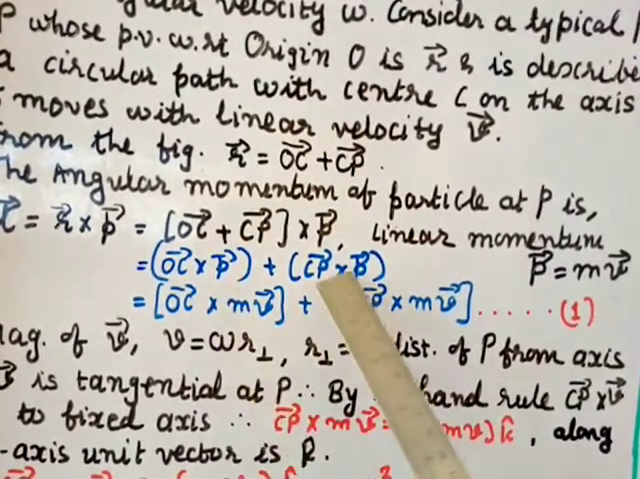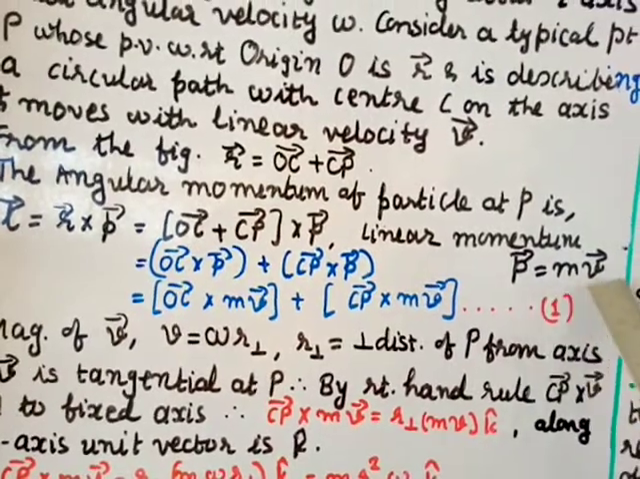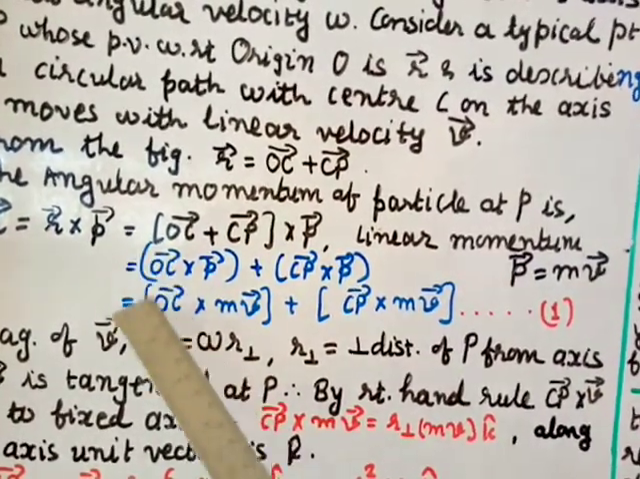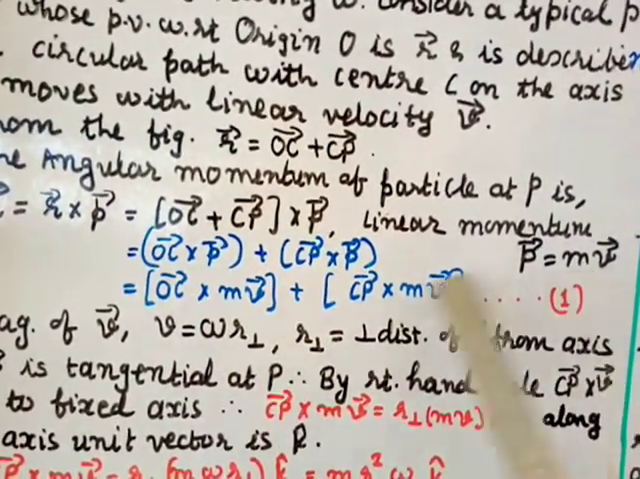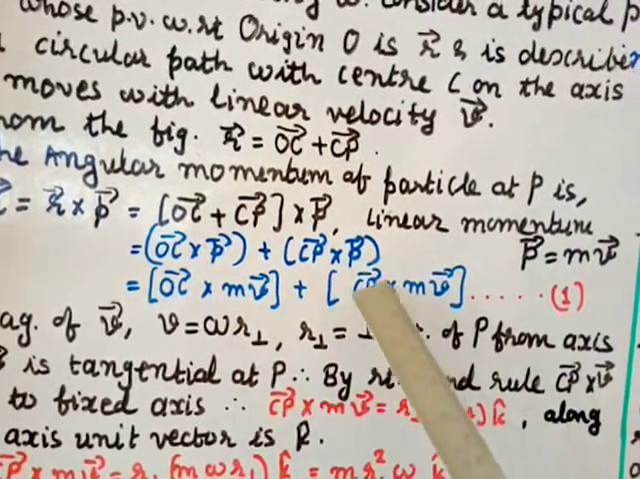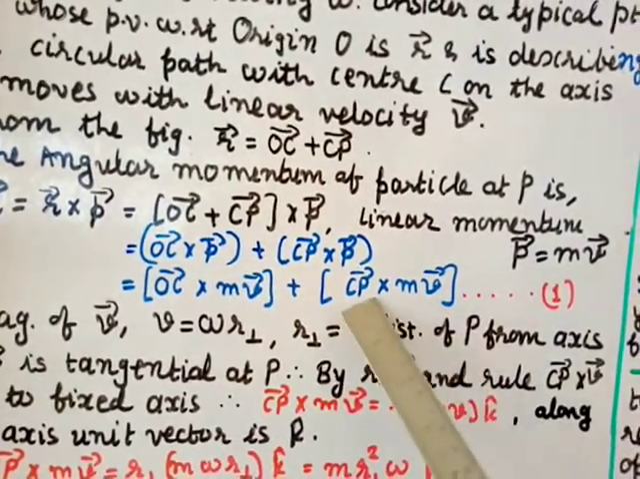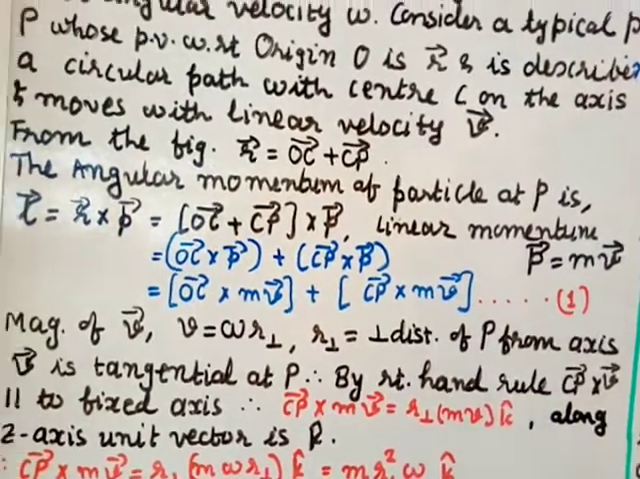Now put the value of P equal to m into v, where m is the mass and v is the velocity. So OC cross m vector v plus CP cross m vector v. This is equation number 1.